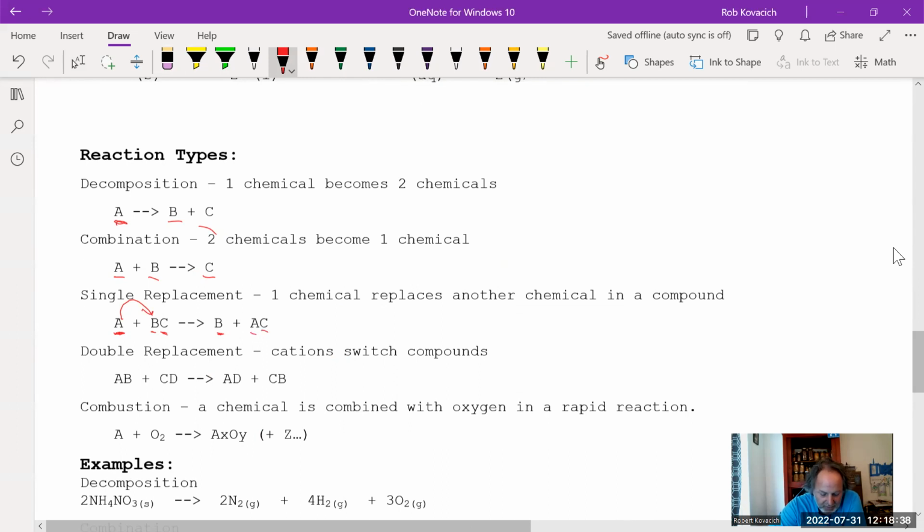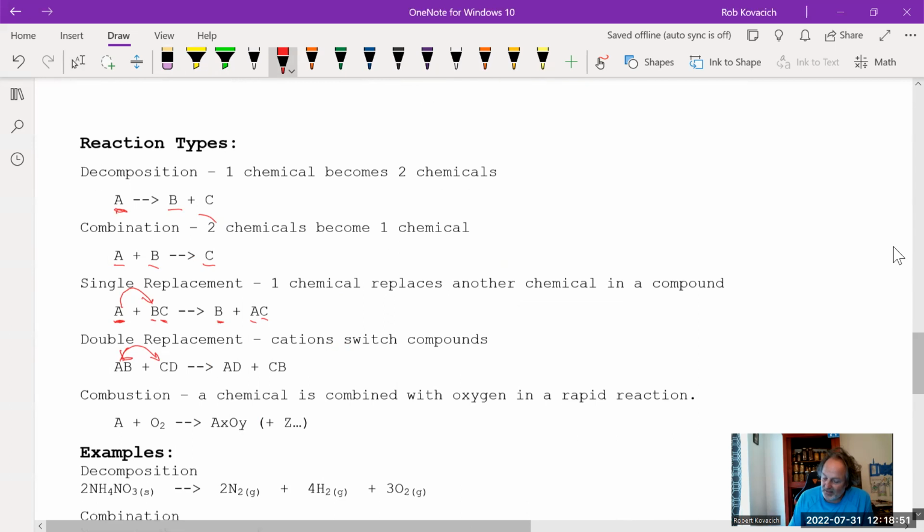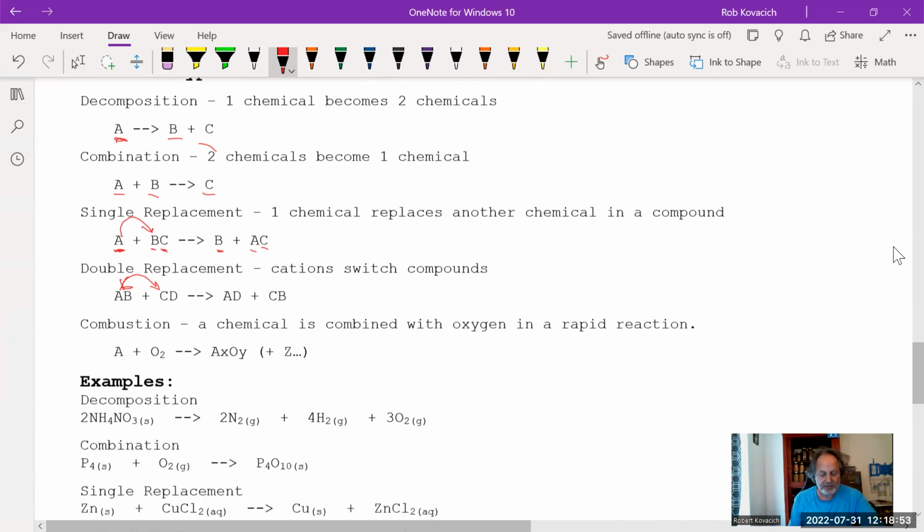And then the double replacement reaction, basically, each one of the binary compounds, they swap partners. So it was AB CD, now it's AD CB. And then the last one, anytime I have some substance, doesn't matter what this substance is, and I combine it with oxygen, I will make a new substance that is that thing plus oxygen and possibly some other stuff.